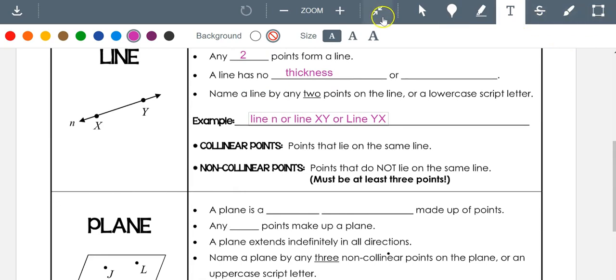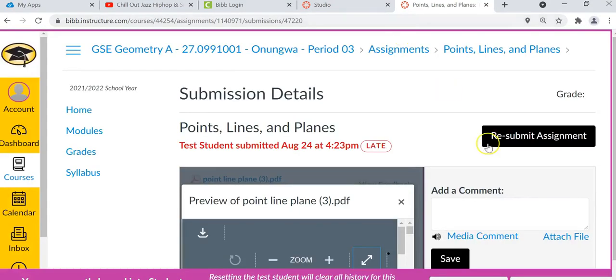Once you're done with it, you want to go ahead and condense it. Click those 2 arrows to condense it. And you want to go over here to the right and click on save. Once you click on save, it'll automatically save for you. Now I should be able to see what you put in the text box. But if you want to make sure, you can click over here at resubmit.